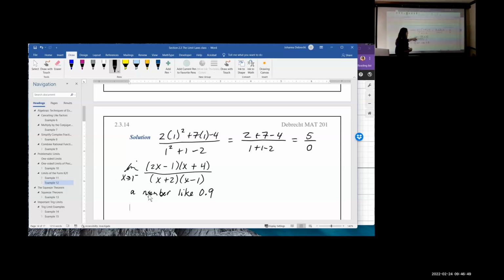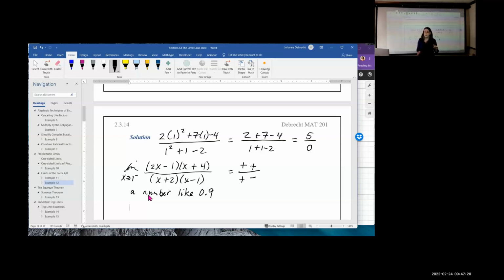If I plug in 0.9, I get 1.8 minus 1. That's positive. I really don't care about the value of it. I'm looking at the sign of it. So I got a positive. All right. If I take 0.9 plus 4, that's also positive. So I got 2 positives on top. And in the denominator, 0.9 plus 2, that's still positive. But 0.9 minus 1, that's negative.